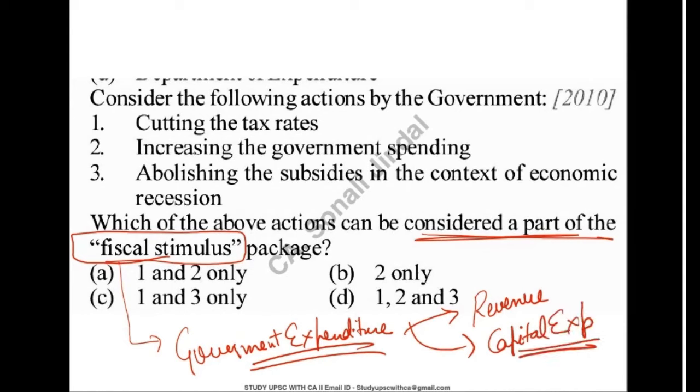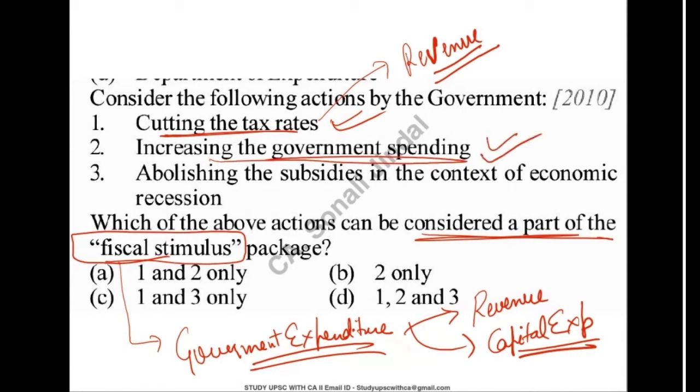It could be revenue expenditure or capital expenditure, to give a push to the economy. First is cutting the tax rates. Yes, as the government is reducing the revenue. Increasing the government spending. Yes, this is true. Abolishing the subsidies in the context of economic recession. No, this is incorrect. Rather, it is the opposite of fiscal stimulus. So we need to exclude the third, and the answer is A.